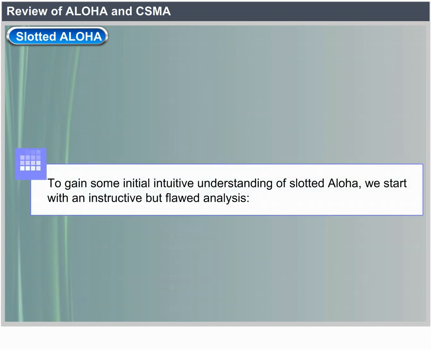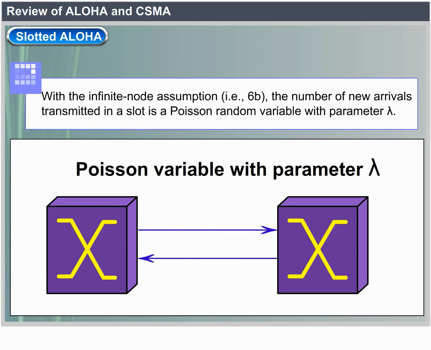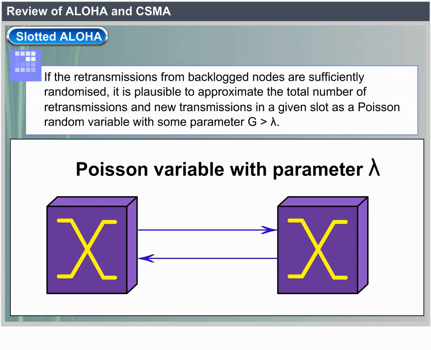To gain some initial intuitive understanding of slotted Aloha, we start with an instructive but flawed analysis. With the infinite node assumption, that is m = ∞, the number of new arrivals transmitted in a slot is a Poisson random variable with parameter lambda. If the retransmissions from the backlogged nodes are sufficiently randomized, it is plausible to approximate the total number of retransmissions and new transmissions in a given slot as a Poisson random variable with some parameter g greater than lambda.